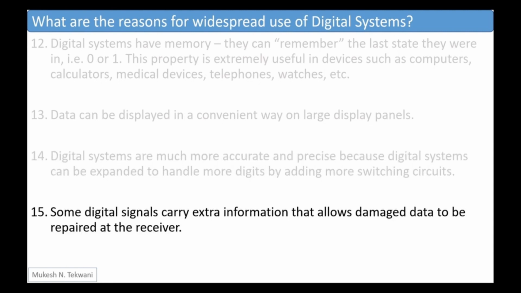Some digital signals carry extra information that allows damaged data to be repaired at the receiver. So although digital signals are not easily affected by electrical noise, if a signal is damaged due to some unwanted data or unwanted noise or unwanted signal, then this damage can be taken care of at the receiving end. This extra bit of information that our digital signals carry can be, for example, what is called parity information or parity data.